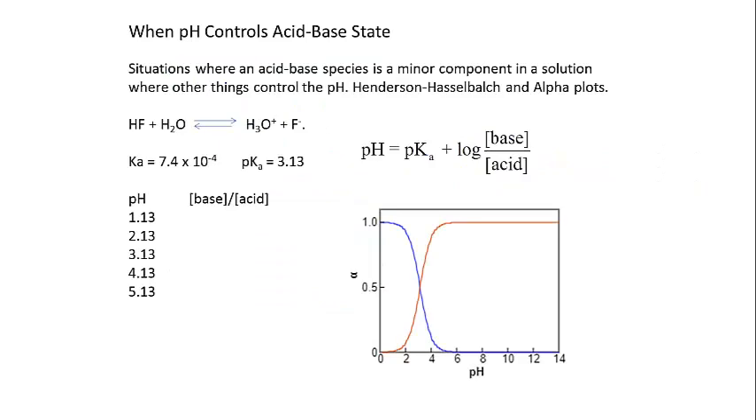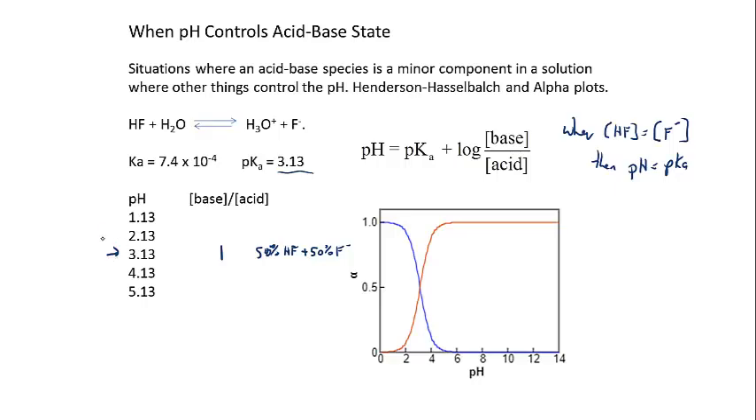Okay. So what we're going to do is look at a system for HF, hydrofluoric acid. Hydrofluoric acid has a Ka of 7.4 times 10 to the minus 4. Its pKa is 3.13. And so as we saw before, when the concentration of the acid equals the concentration of the base, in this case HF and fluoride ion, then the pH equals the pKa of the acid. And so if we had a pH of 3.13, which is the pKa, then the base to acid ratio would be 1. And so that means it would be 50% HF and 50% F minus.